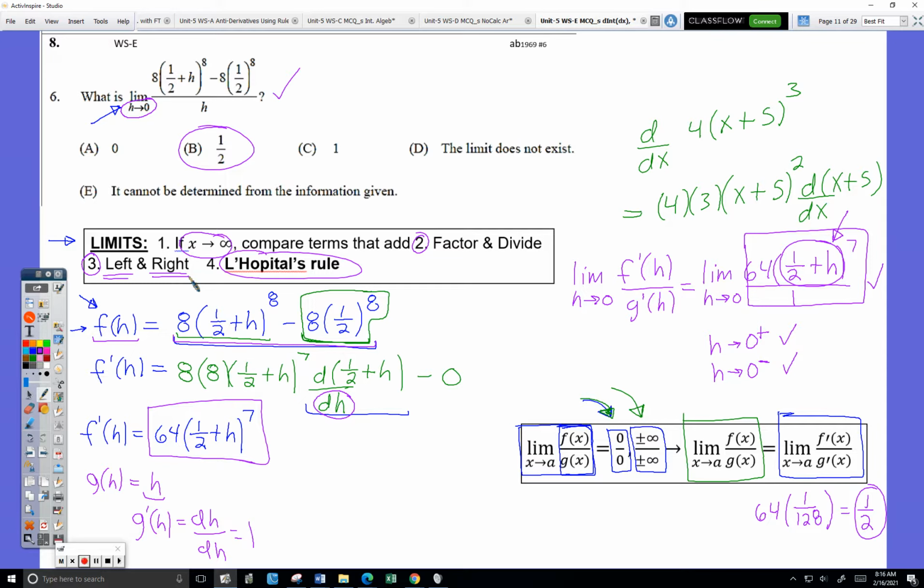Two more. Anybody else? Cool, let's keep going.